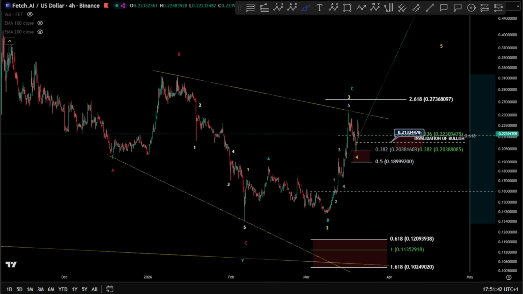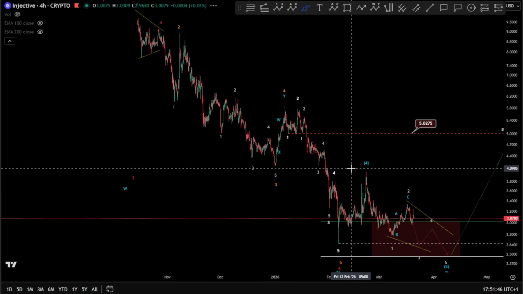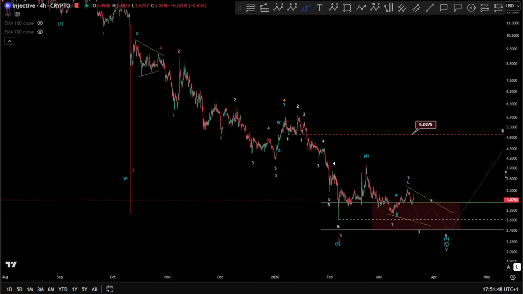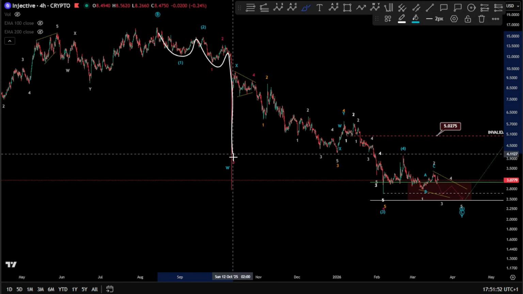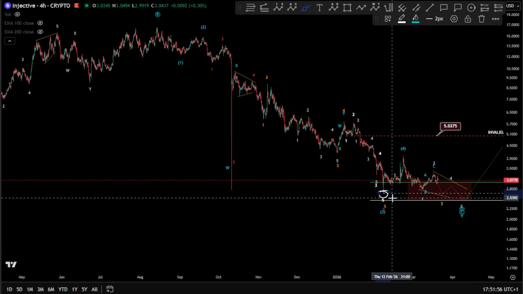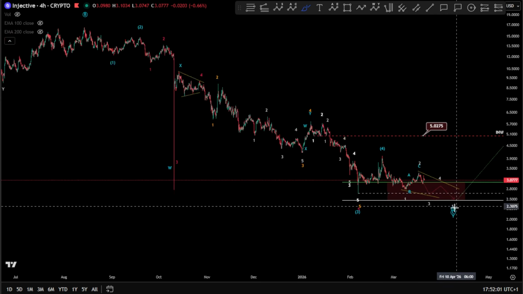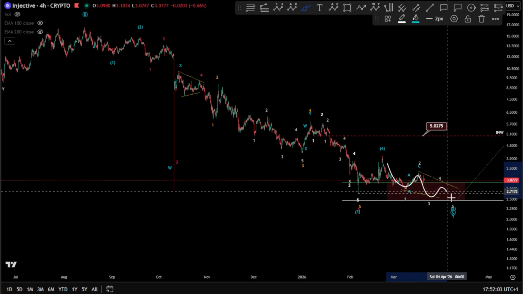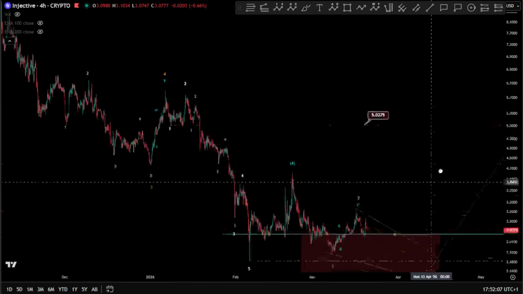Very nice price for Injective. On Injective, we are looking as well for this potential impulse in double 1-2. We have wave 3, 4, and a 5. The wave 5 took the low already, and another wave 4 and a wave 5 is unfolding downward here as a 1, 2, 3, 4, and a 5 ending diagonal, very likely to be unfolding for Injective.